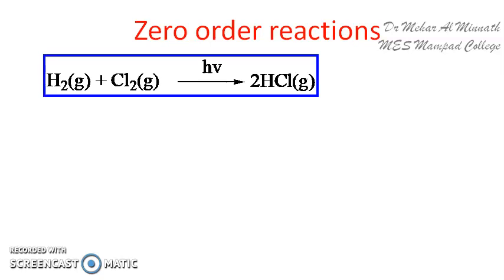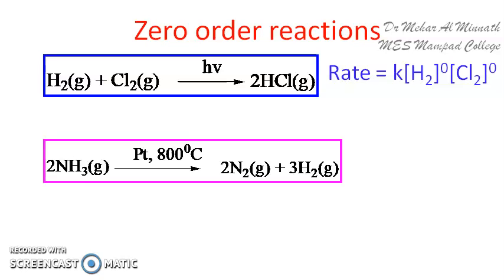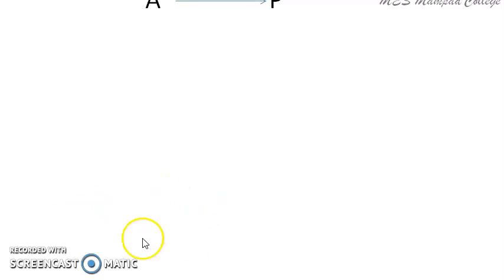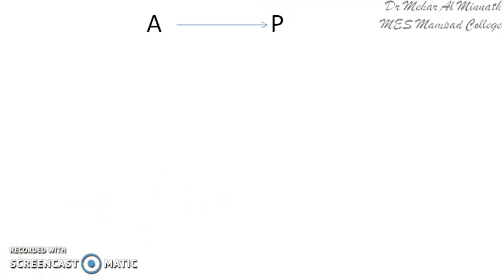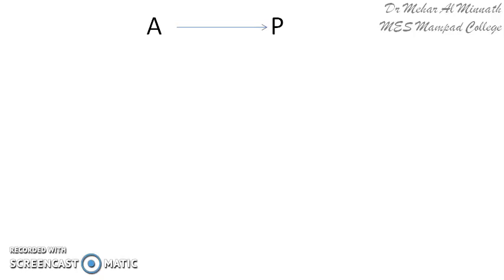One example is the formation of HCl from hydrogen and chlorine in the presence of light. Its rate equation is written as k into concentration of hydrogen to the power of 0 into concentration of chlorine to the power of 0. Another example is decomposition of ammonia to nitrogen and hydrogen. Here also the rate is written as k into concentration of ammonia to the power of 0. So that means the rate of the reaction is independent of the reactant concentration.